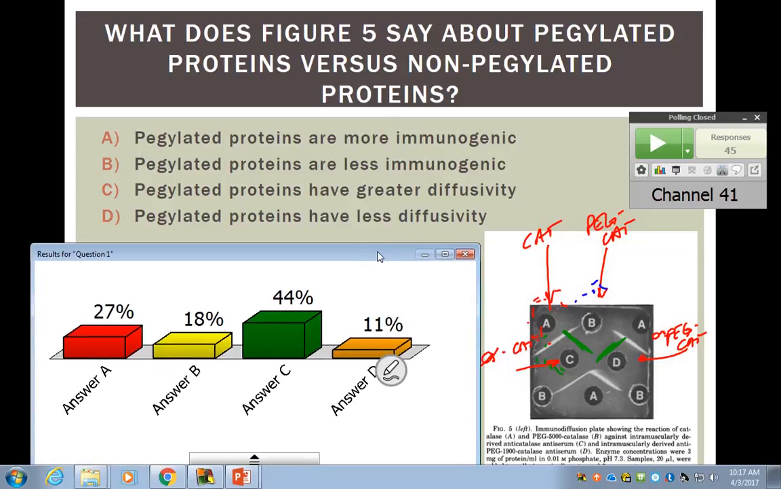Okay, so to recap, it appears that from this data we can say that pegylated proteins are less immunogenic, and there does seem to be some evidence that pegylated proteins are less diffuse or have less diffusivity.